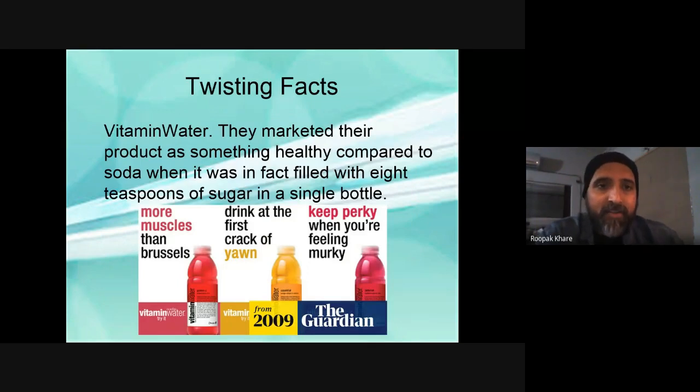Look at this advertisement, vitamin water. The name of this product itself is vitamin water. They marketed their product as something healthy compared to soda, where it was in fact filled with 8 teaspoons of sugar in a single bottle. So they were promoting it as a health drink. They named it vitamin water. Their advertisement said more muscles than Brussels, or drink at the first crack of yawn, or keep perky when you're feeling murky. All those advertisements, whatever they read.